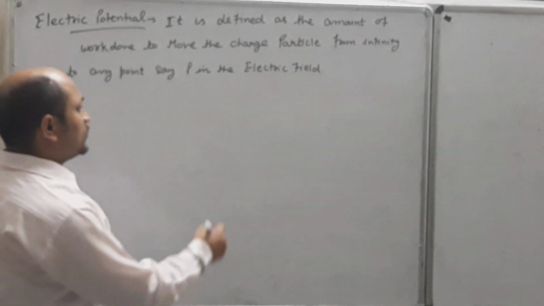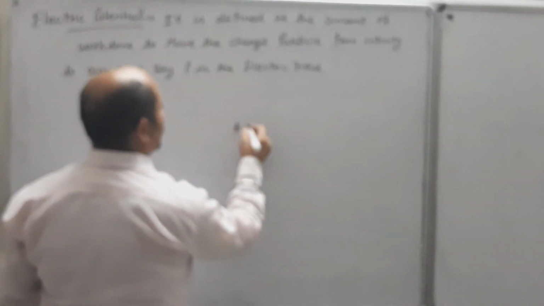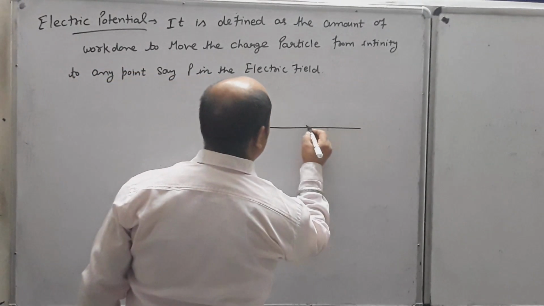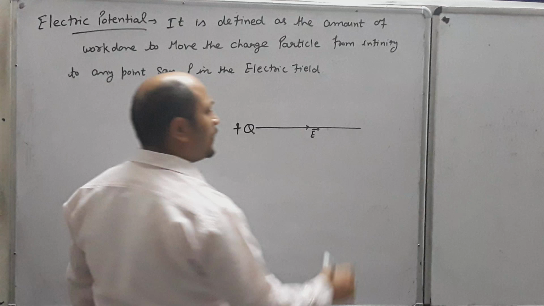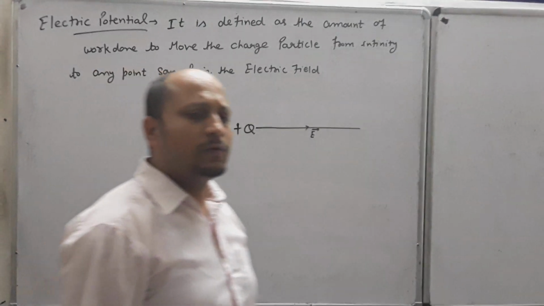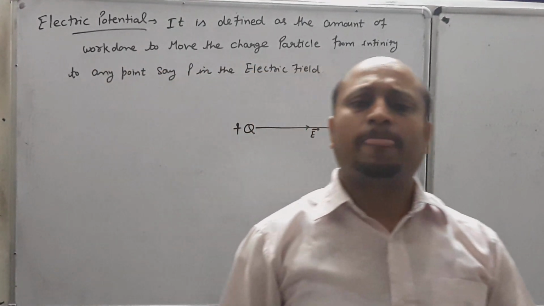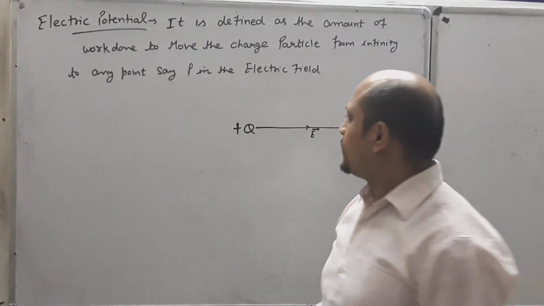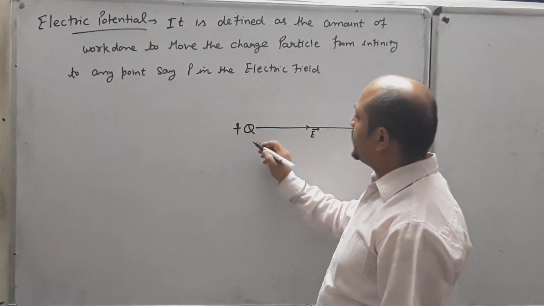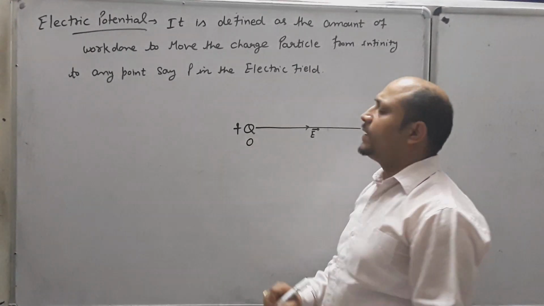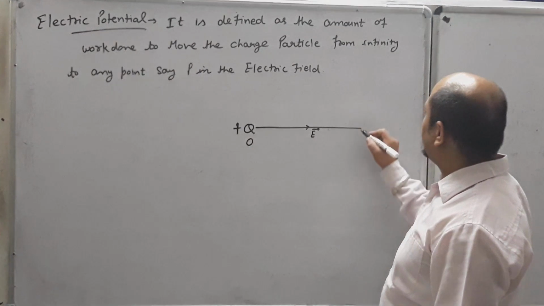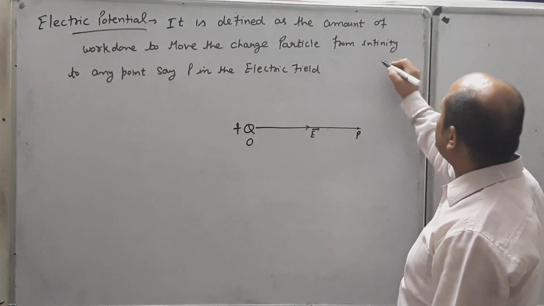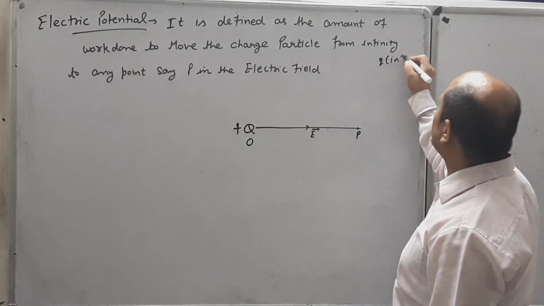Students, as you know, due to positive charged particle, the electric field is lying in upward direction. Always remember, due to positive charged particle, the direction of electric field is in outward direction. Suppose this is the plus Q charged particle placed at point O, and we have to take the charged particle, say q, from infinity to this point P.